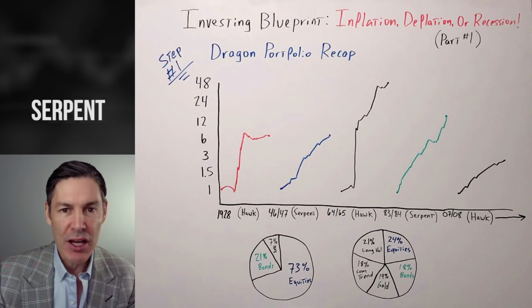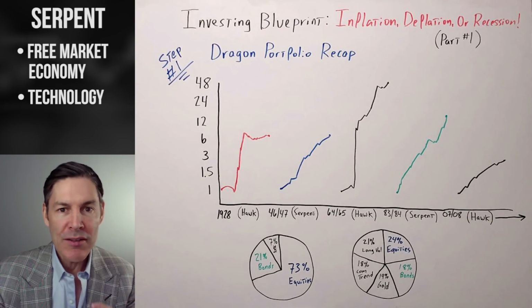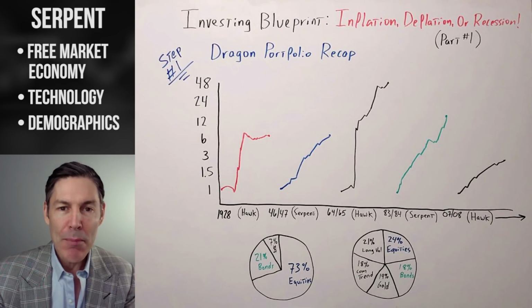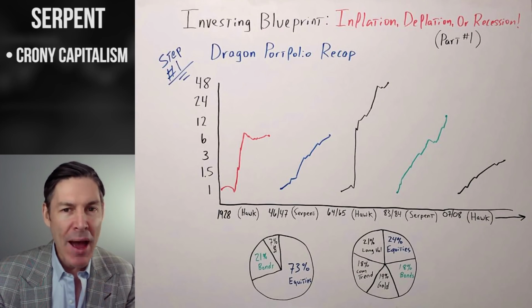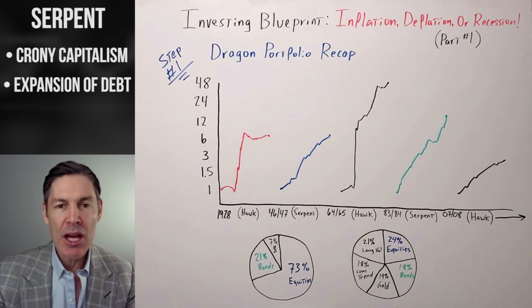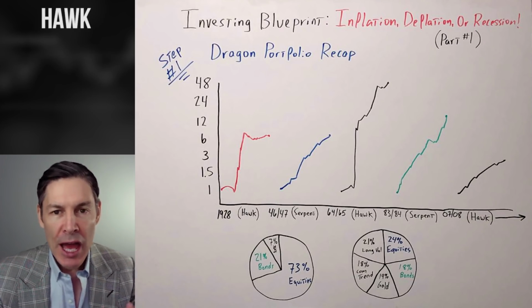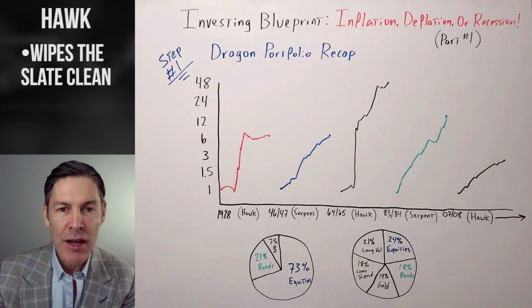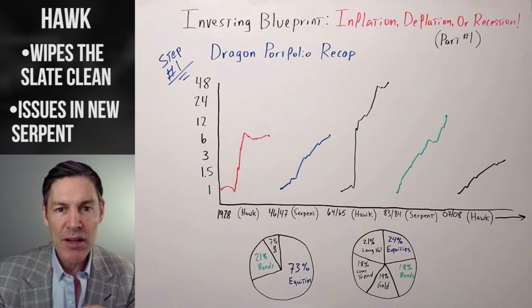A serpent cycle starts off very strong due to a free market economy, technology, demographics, but then at the end of the cycle, it becomes very corrupt with crony capitalism, a massive expansion of debt, and of course, money printing. Then the hawk cycle comes in and wipes the slate clean. It gets rid of all the malinvestment and the misallocation of resources, and then it issues in another serpent cycle.